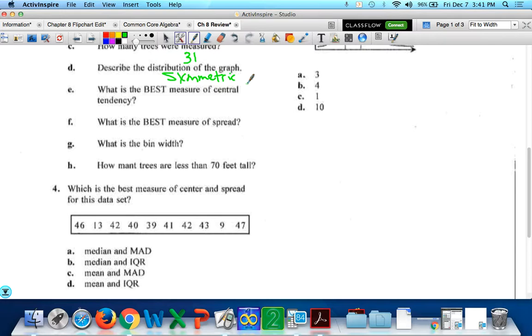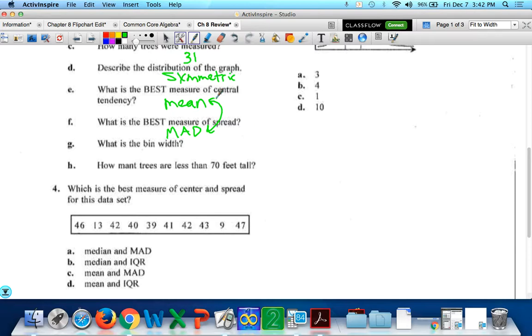Best measure of central tendency. Those two options are mean and median. On the last one, we used median because it was skewed data, and so for this symmetric data, we want to use the mean. Best measure of spread. Okay, again, on the last one, it was IQR because we were using skewed data. But here we have symmetric data, which means we use the MAD. Also, just remember that mean goes with MAD. It's part of the word.